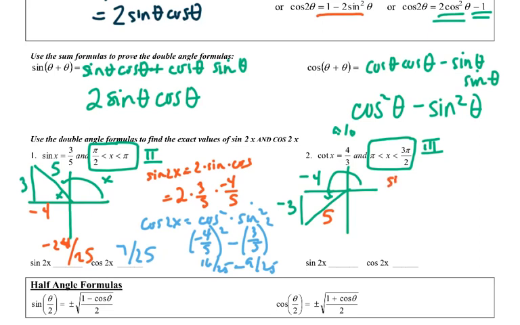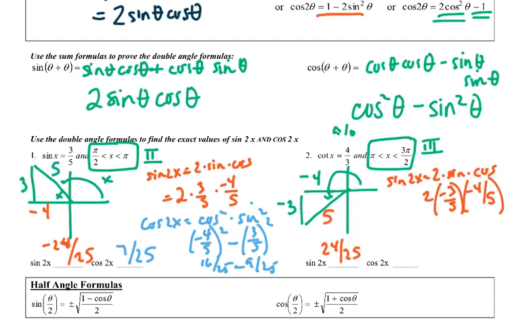And then I'm going to go through the formulas again. Sine of 2x is 2 sine cos. So 2 times the sine of that angle, which is -3/5, and the cos of that angle, -4/5. When I multiply those all together, again I'm going to get 24/25. This time it is positive.